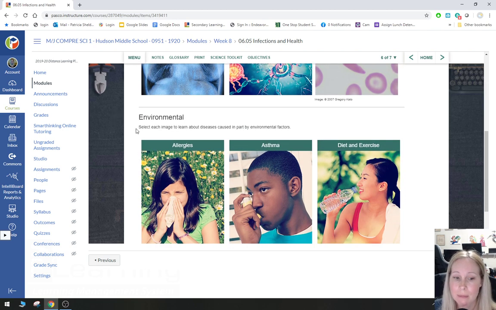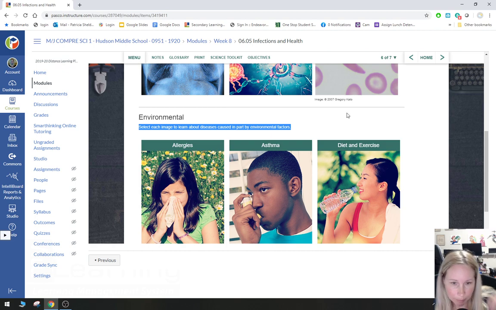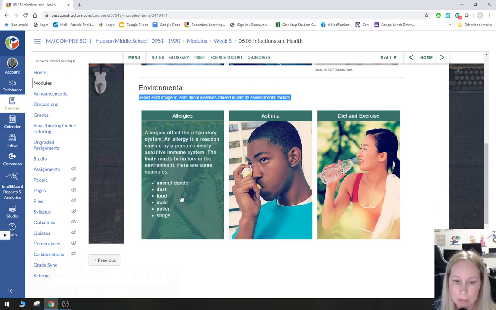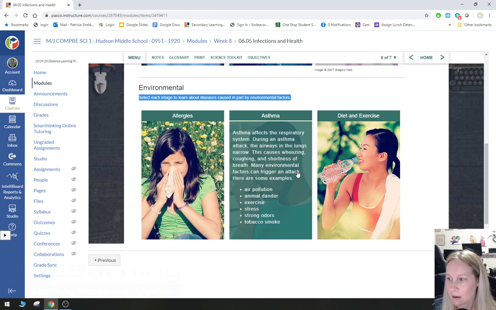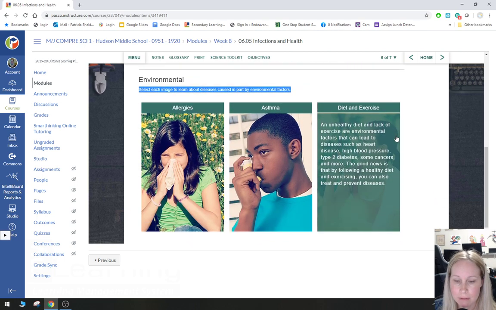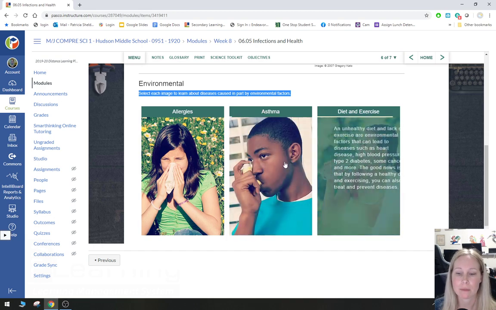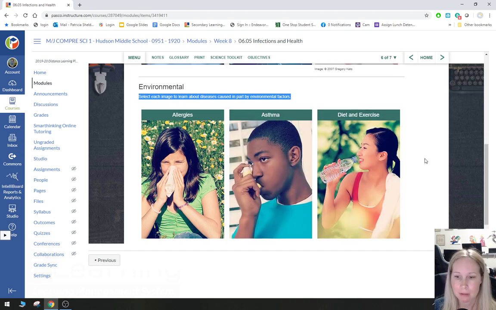There are also environmental type diseases that affect a lot of people. Allergies are extremely common: animal dander, dust, mold, pollen, asthma. Lots of people have asthma. So these are environmental and handed down, inherited from your parents. They're not exactly something you can fight off with your immune system like we were talking about.